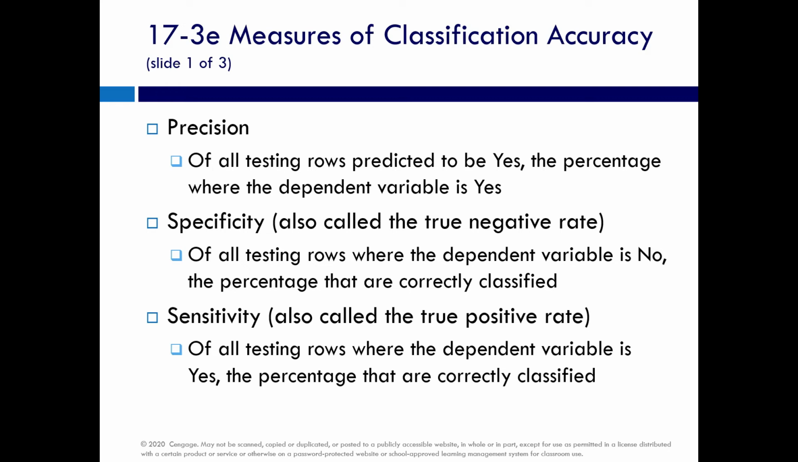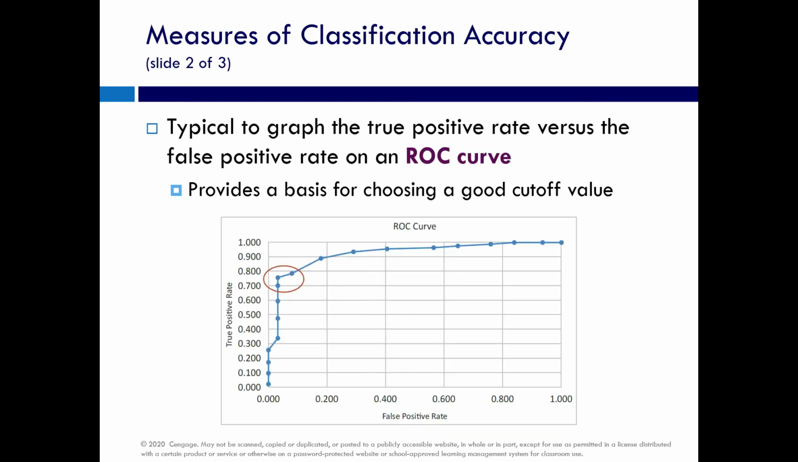Measure classification accuracy. Of all testing rows predicted to be yes, the percentage where the dependent variable is yes. Specificity, also called the true negative rate: of all testing rows where the dependent variable is no, the percentage that are correctly classified. Sensitivity, also called the true positive rate: of all testing rows where the dependent variable is yes, the percentage that is correctly classified.